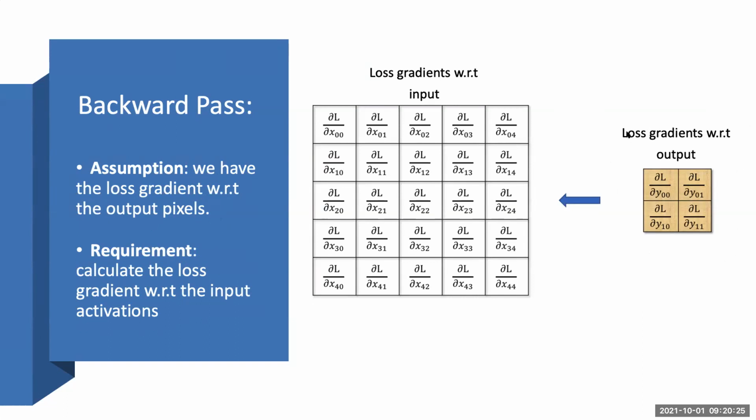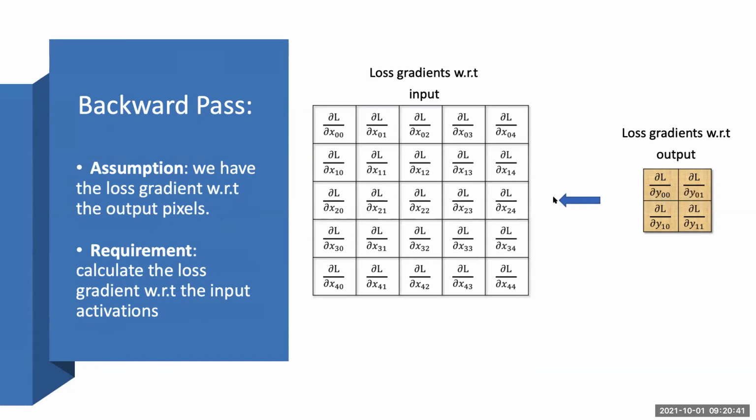Just a thing to note, in the first section, I was representing the output as O. In this situation where we have stride of 2, I'm representing the outputs with Y. So please don't be confused.